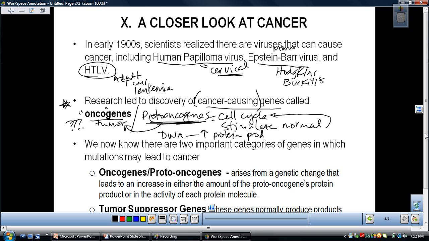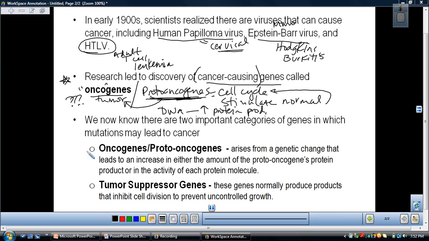We're going to do a little exploration into this whole oncogene, proto-oncogene, and then we're going to talk about a second type of gene that also is causing cancer. It's called a tumor suppressor gene. So these are the two ways that somebody can get cancer, the two types: oncogenes, proto-oncogenes, and then tumor suppressor genes.